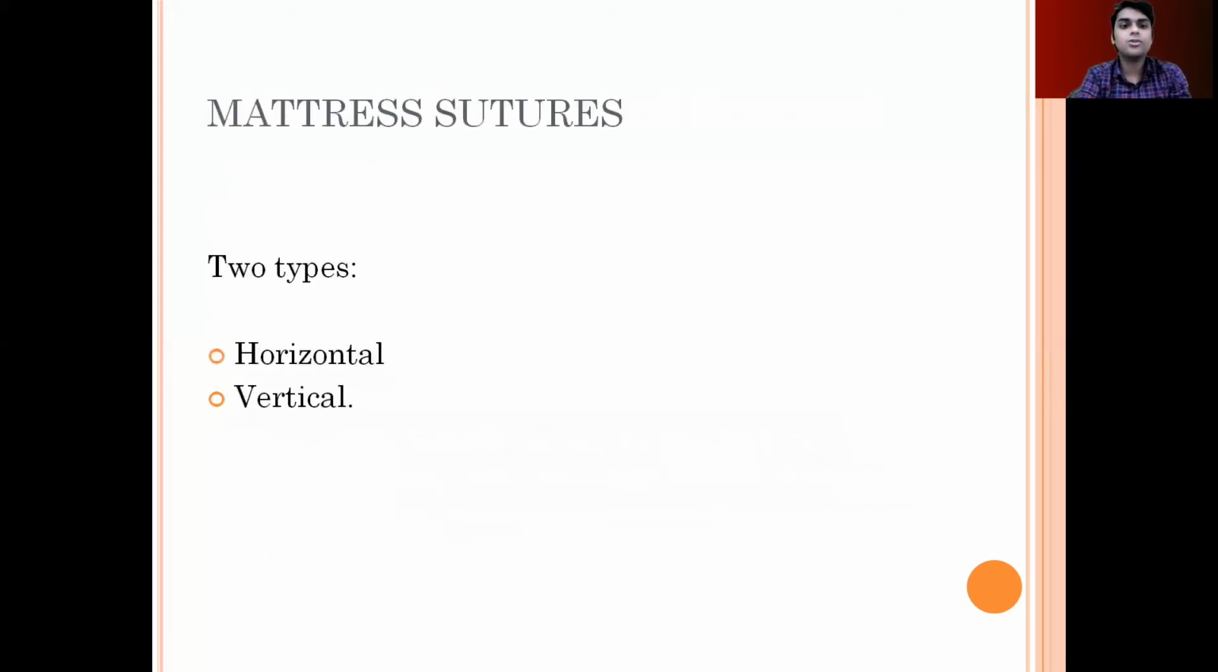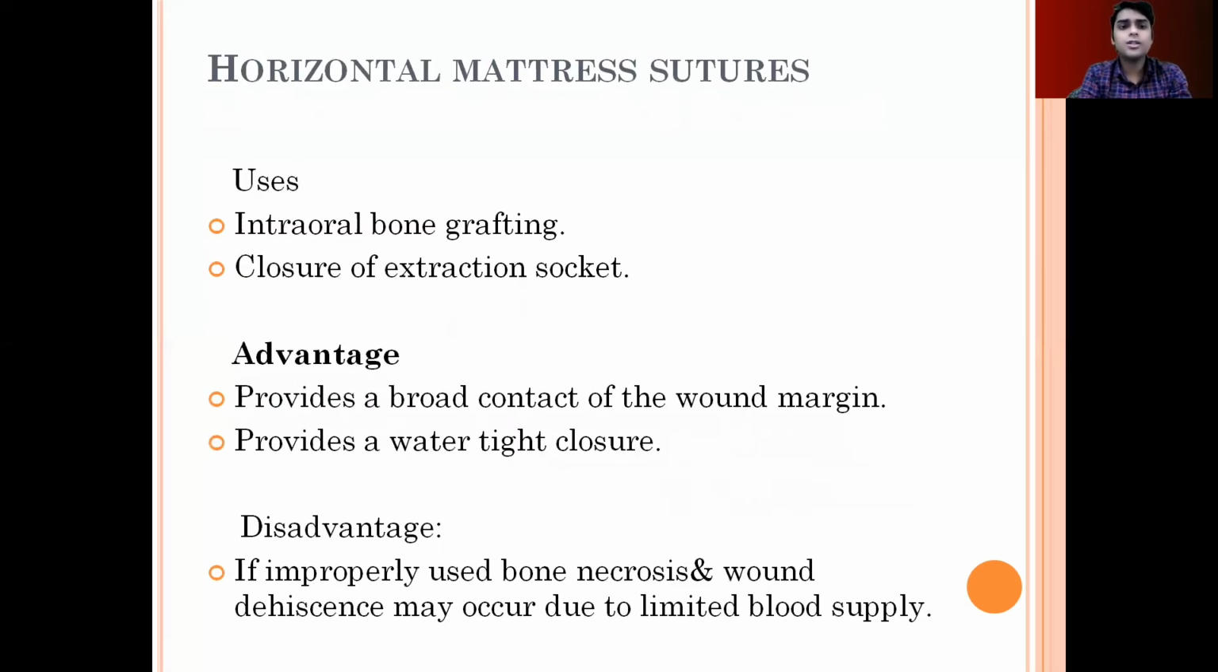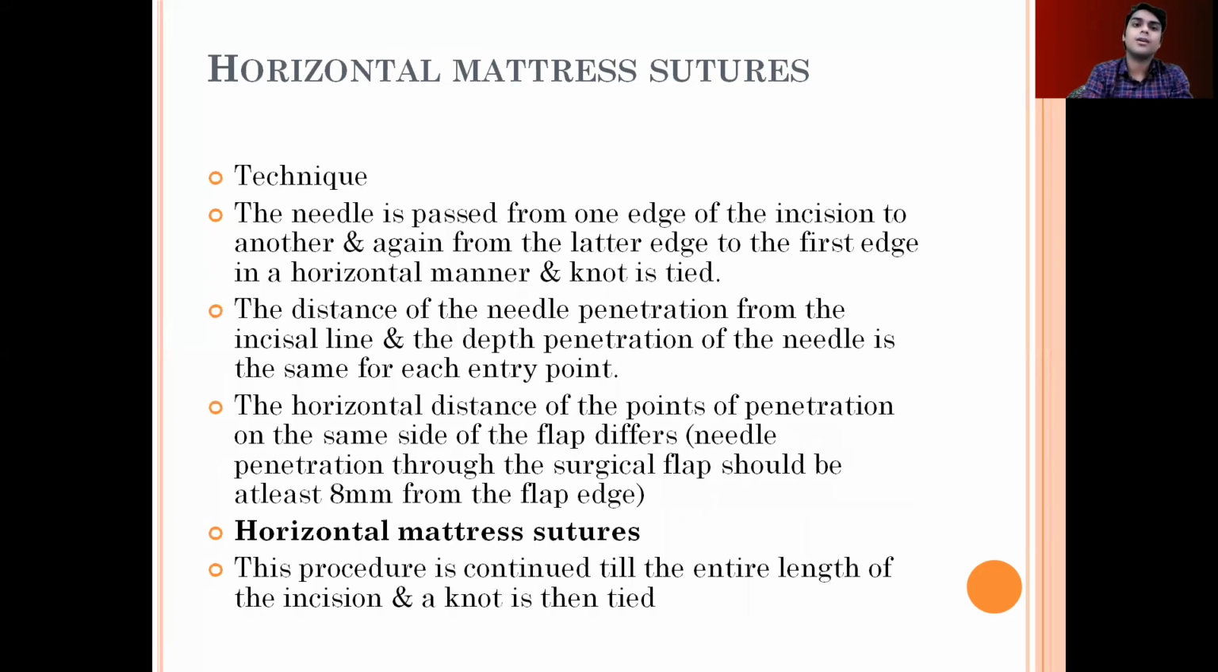The mattress sutures are of two types, horizontal and vertical. The horizontal mattress suture is used in intraoral bone grafting and closure of extraction socket. The advantages include providing a broad contact of the wound margin and providing a watertight closure. The disadvantage is that if it is improperly used, there may be bone necrosis and dehiscence, which may occur due to limited blood supply.